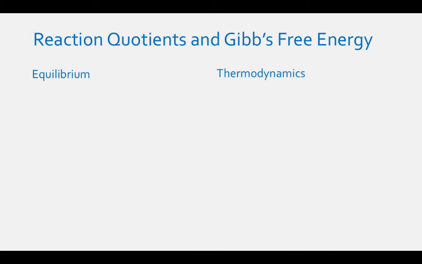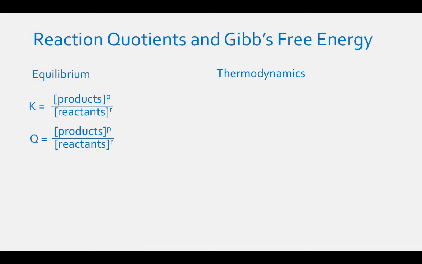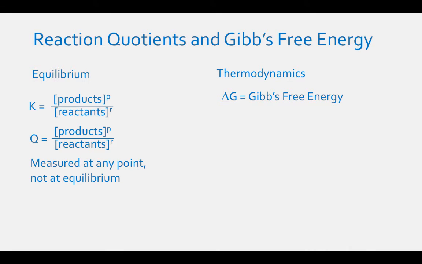Another way is thermodynamics. The variable to use in equilibrium is the equilibrium constant value, which equals the concentration of the products divided by the concentration of the reactants at equilibrium. Another important variable for equilibrium is the reaction quotient, which also equals the concentration of products over the concentration of reactants. It is just measured at any point in the reaction and doesn't have to be at equilibrium. The variable to understand in thermodynamics is delta G, which is Gibbs free energy. It is the available energy to do work for a reaction.